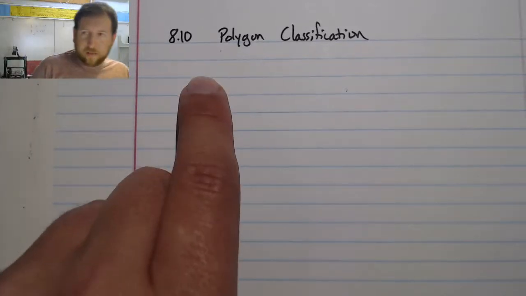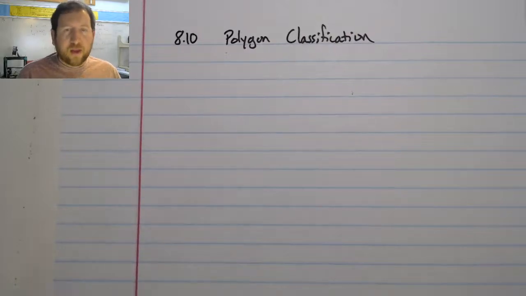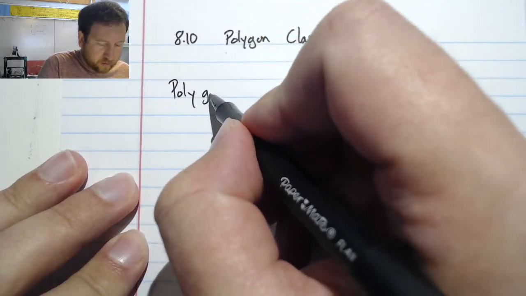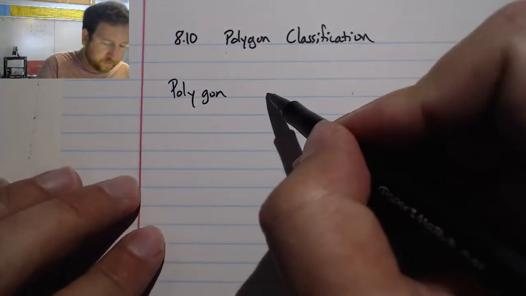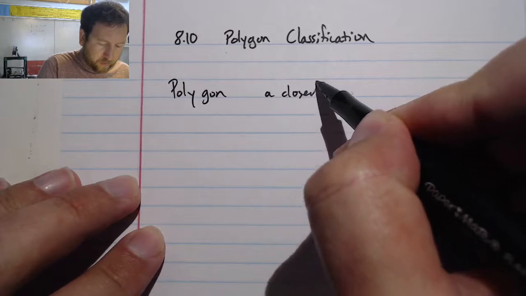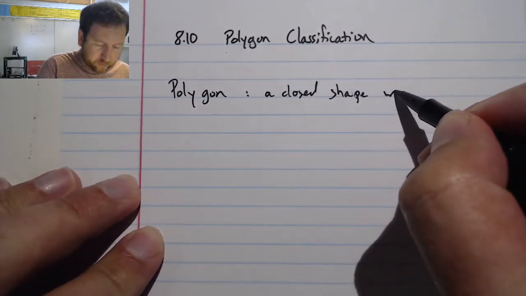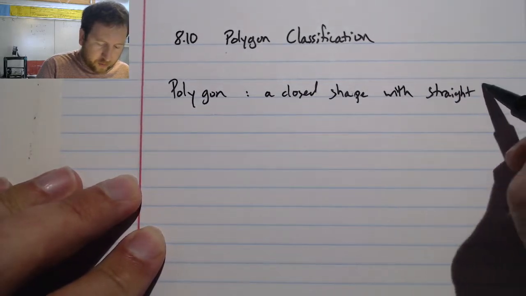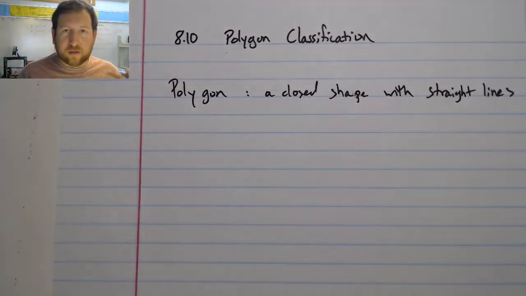All right, I want to talk about section 8.10 real quick, Polygon Classification. So recall that a polygon is just a closed shape with straight lines. And it needs to have these requirements to be a polygon.